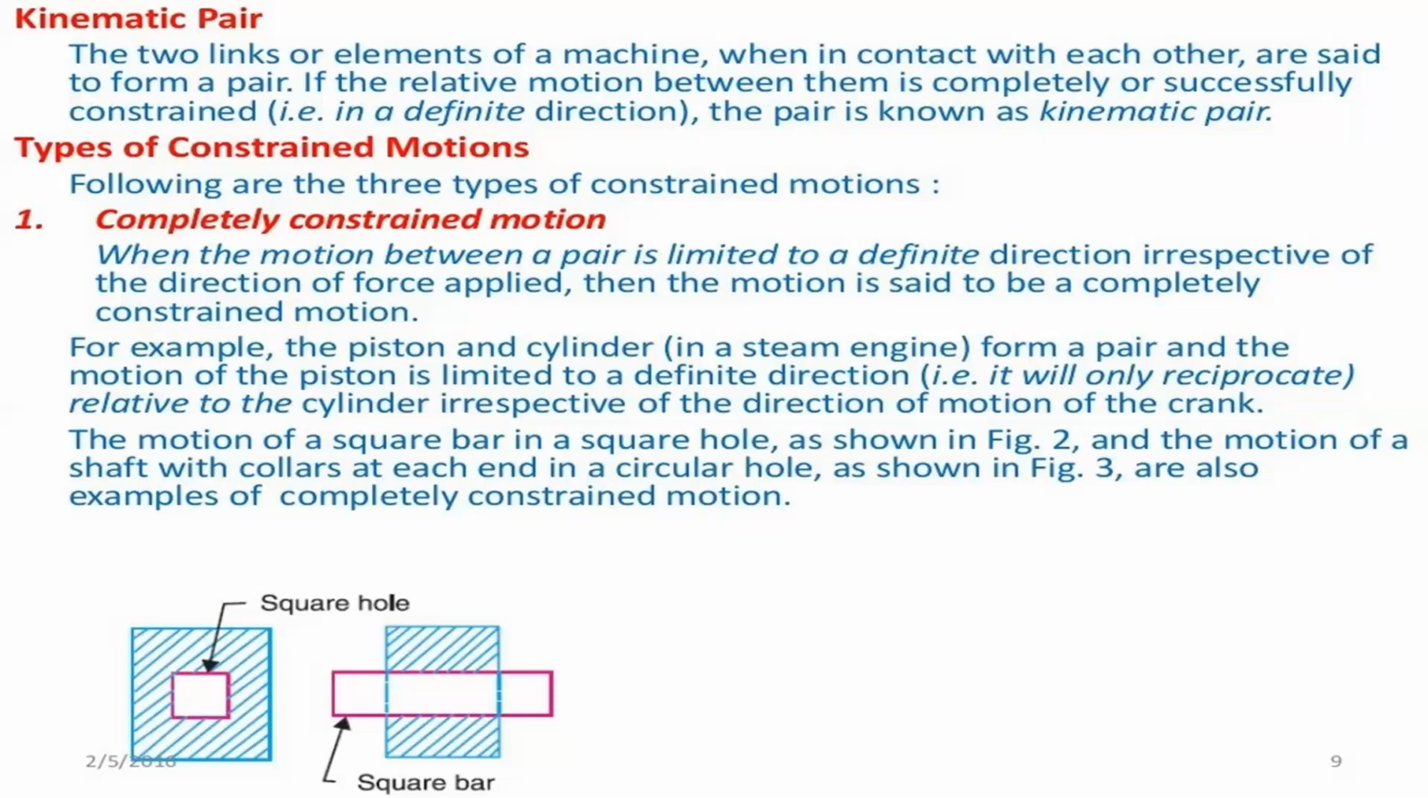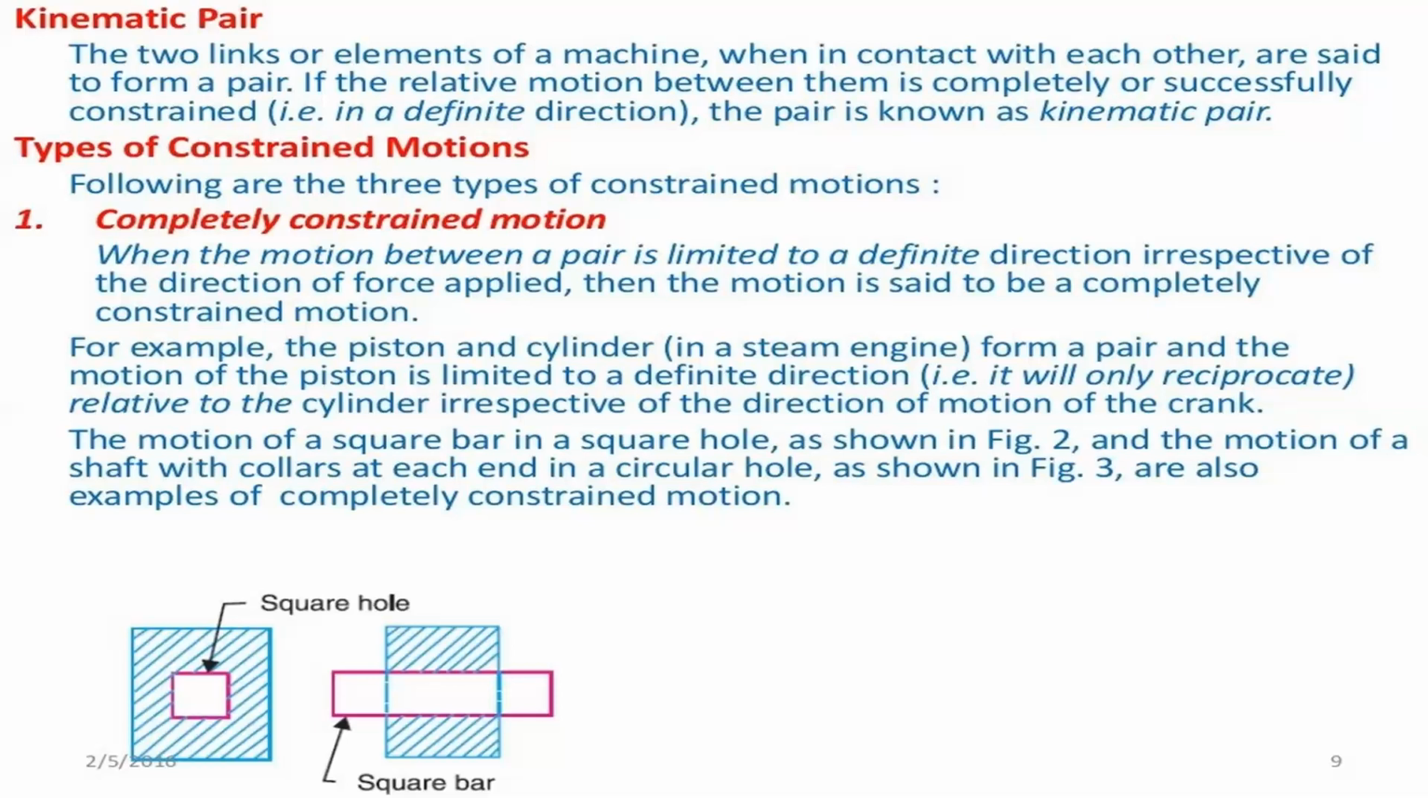So the definition is seen here. The two links or elements of a machine, when in contact with each other, are said to form a pair if the relative motion between them is completely or successfully constrained in a definite direction. That pair is known as a kinematic pair.